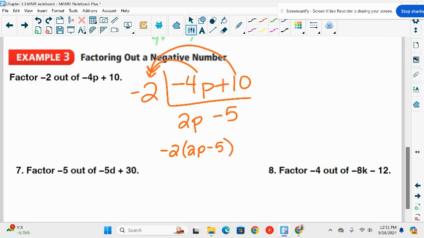And if I were to check it and I did negative 2 times 2p, I would get negative 4p. And if I did negative 2 times negative 5, I would get positive 10.